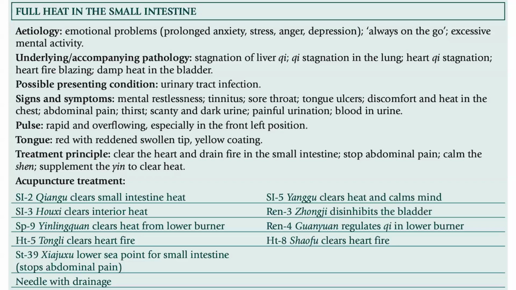The symptoms and signs: mental restlessness, tinnitus, sore throat, tongue ulcers, discomfort and heat in the chest, abdominal pain, thirst, scanty and dark urine, painful urination, and blood in urine. The pulse is rapid and overflowing, especially in the front left position. Tongue is red with a red and swollen tip and yellow coating.